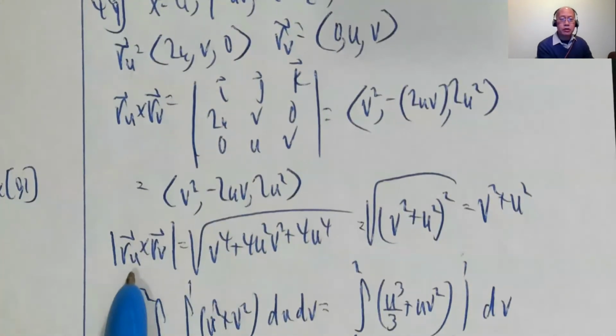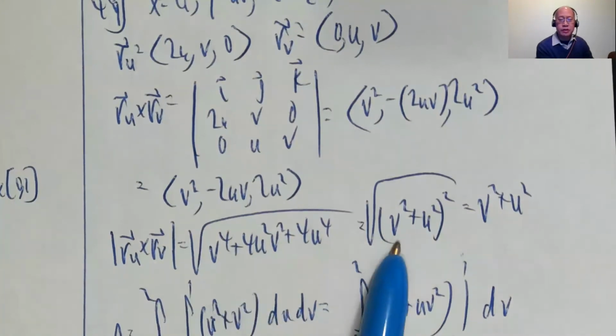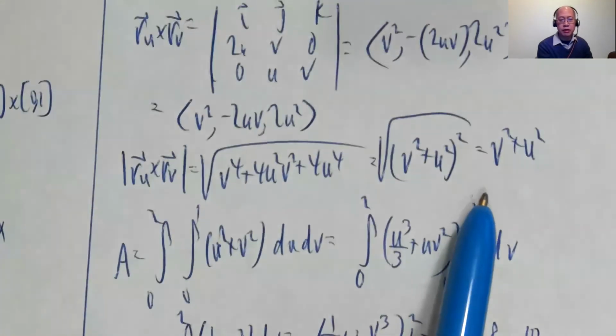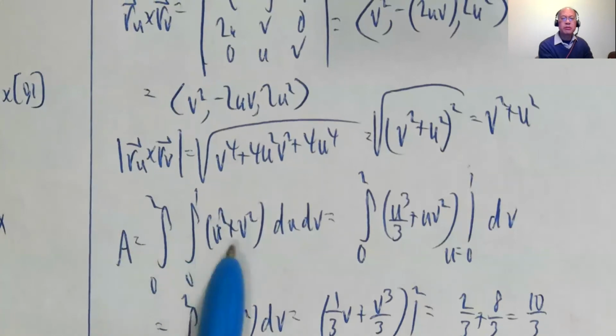Okay, the magnitude of r sub u cross r sub v is the square root of v to the 4th plus 4u squared v squared plus 4u to the 4th. Very conveniently, this is v squared plus u squared squared. So the square root is just v squared plus u squared. So that's what I'm integrating. So 0 to 1, 0 to 2, u squared plus v squared, du dv.